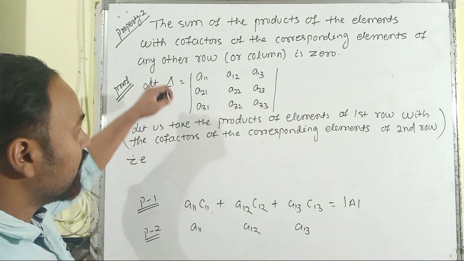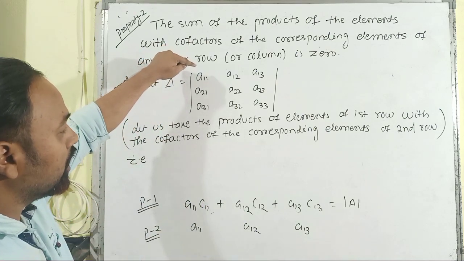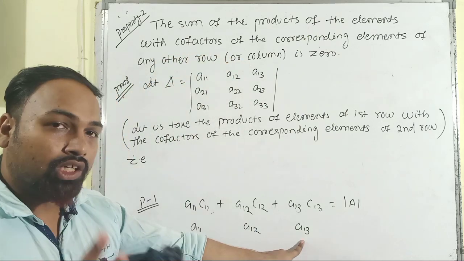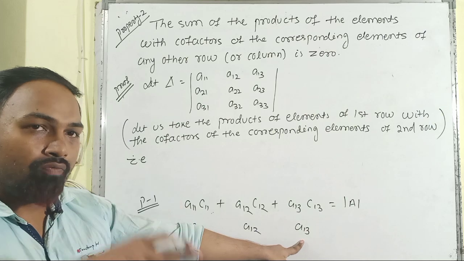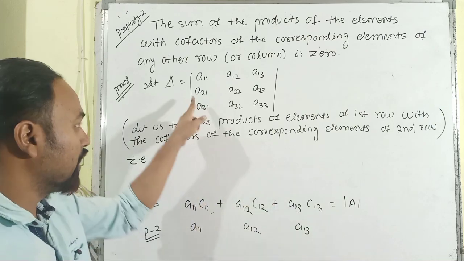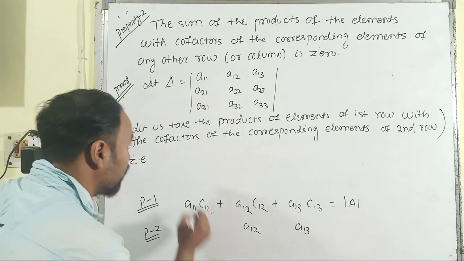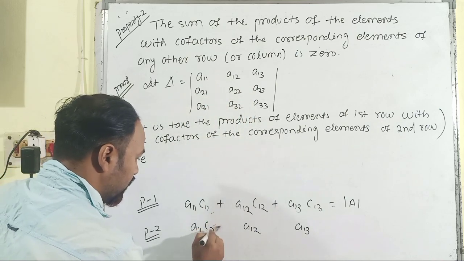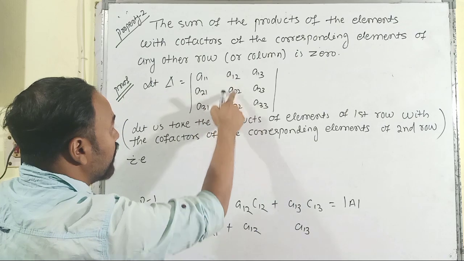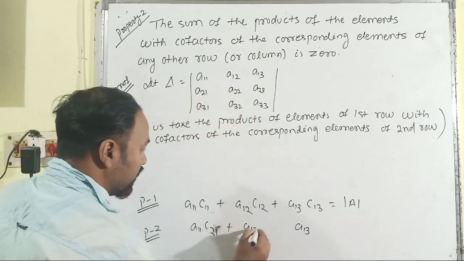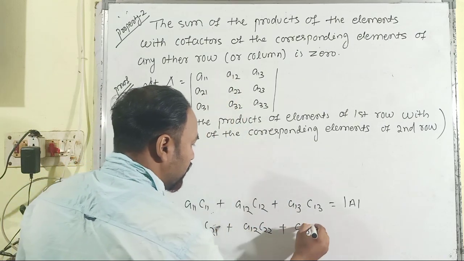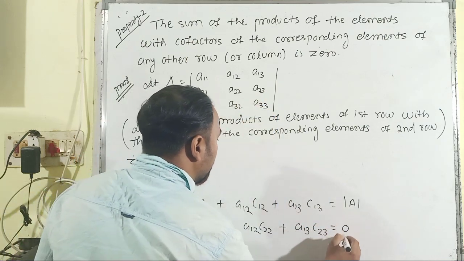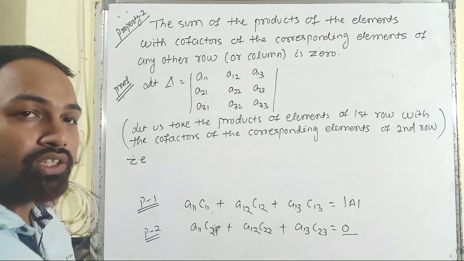That means we cannot consider the cofactors of A11, A12 or A13 here. We have to consider the cofactors of any other row. That means the cofactor of A21, suppose I have taken this row, C21, then the corresponding element of A12 is A22, that means its cofactor is C22, then C23, the cofactor of A23, and here it will give us the result as 0.